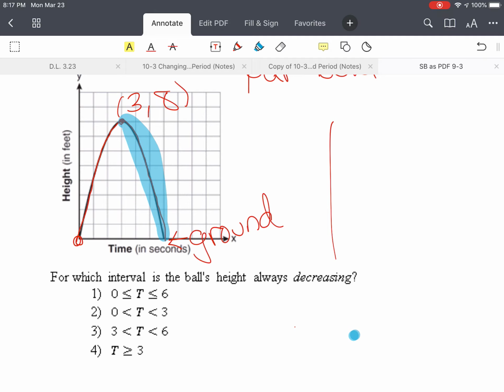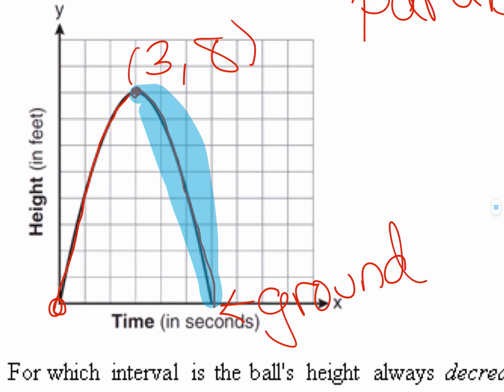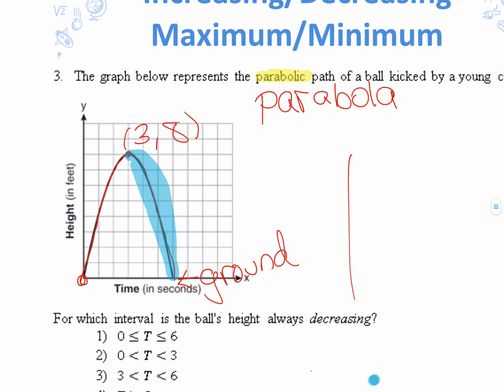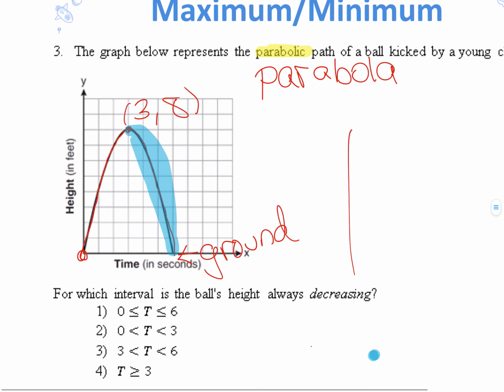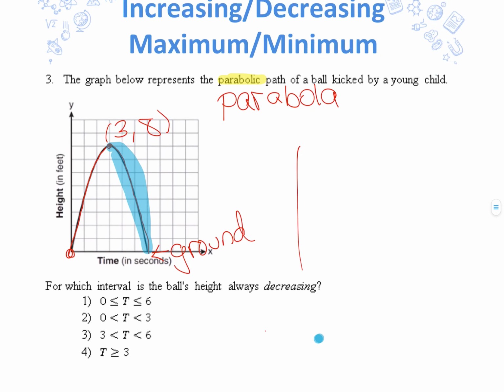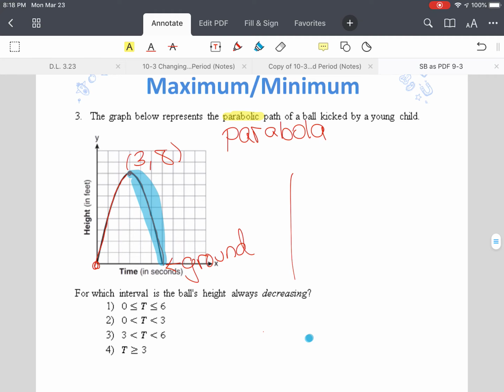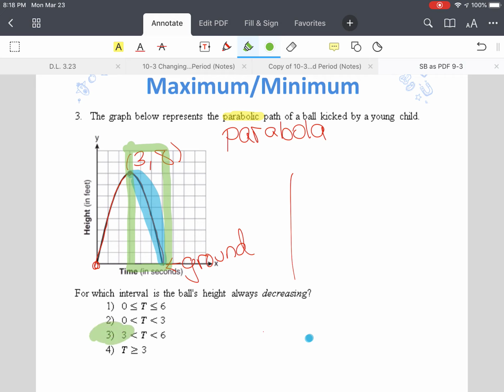It's a little tricky because where does it hit the ground? Well, 1, 2, 3, 4, 5, 6. It hits the ground at 6 seconds. So it's only decreasing from 3 to 6. There's no arrows because it's a ball. It will eventually hit the ground. It hits the ground at 6 seconds. So where is it decreasing? It's decreasing this whole time. So it's decreasing from 3 to 6.